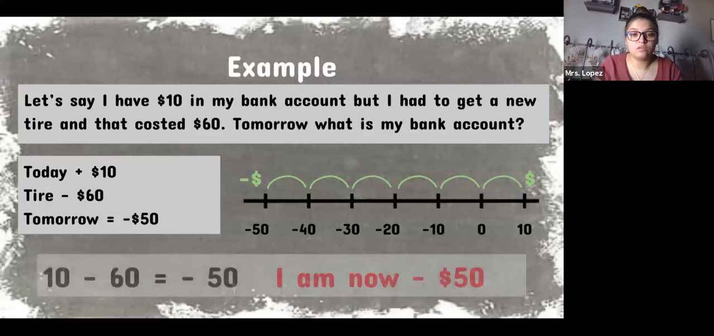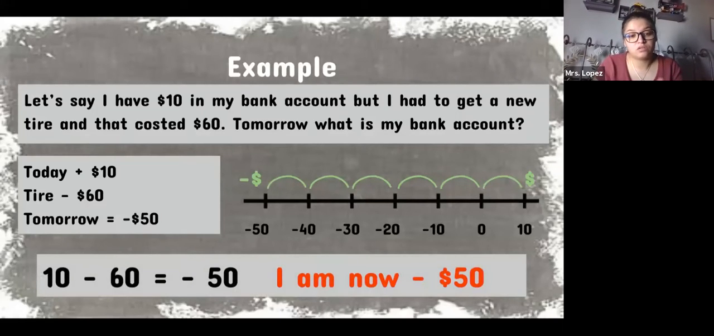So now I owe $50. Maybe I borrowed the $60 from a friend, or I borrowed it from the bank, but now I'm negative $50 because 10 minus 60 equals negative 50.